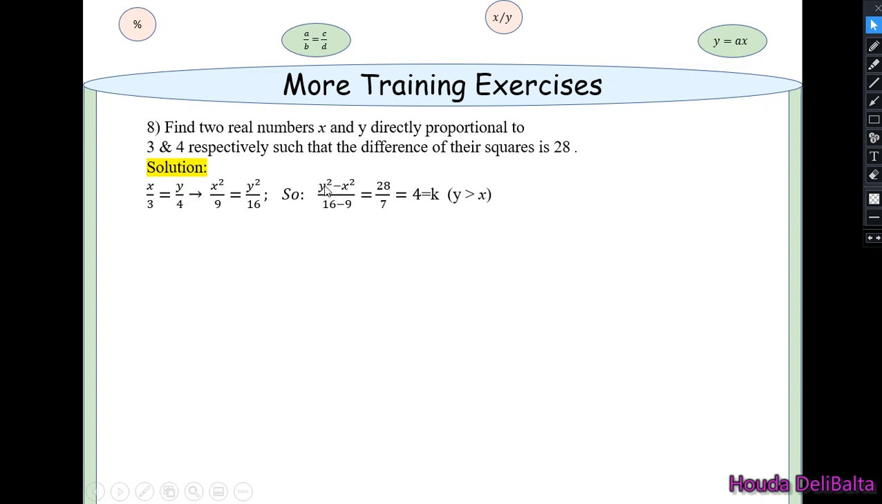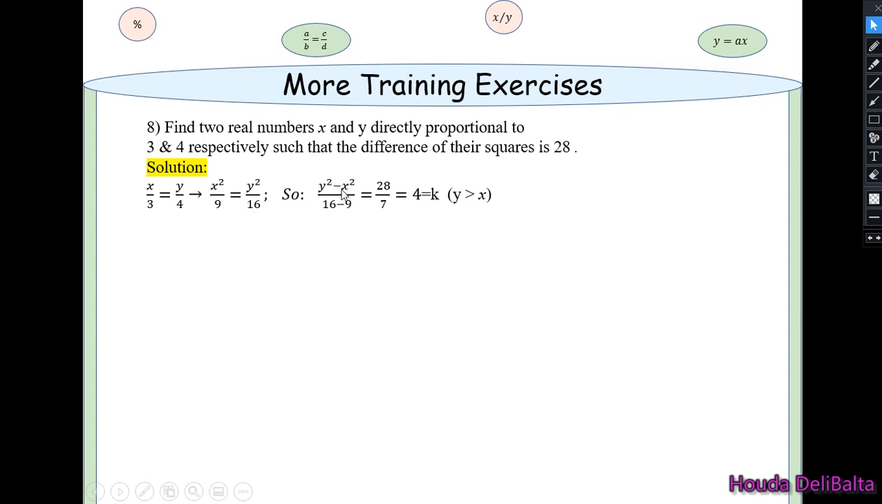That's why I write y squared minus x squared equals the number corresponding to y squared, which is 16, minus the number corresponding to x squared, which is, as you see here, 9. So this 16 comes from here and this 9 comes from here.